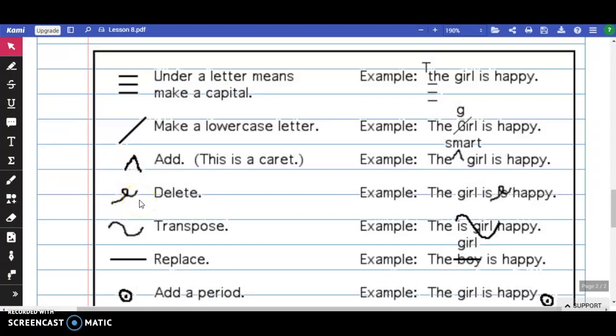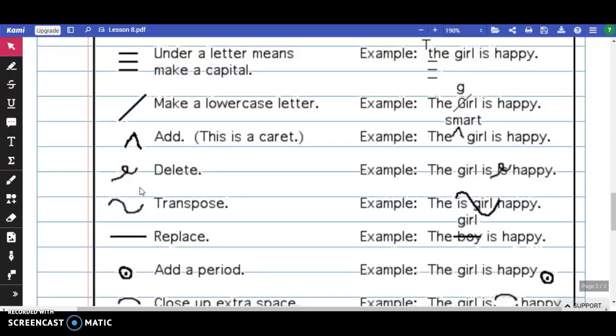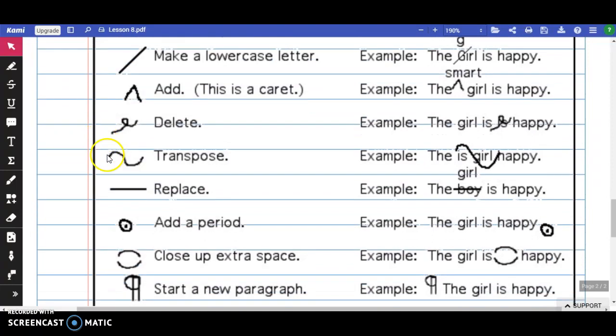When something needs to be deleted, this squiggly loop is a great symbol to show that whatever it is needs to be deleted. You can use this squiggle, which means transpose, to switch words around. When you need to take out a word and replace it with another, draw a line through the word and write the correct word above it.